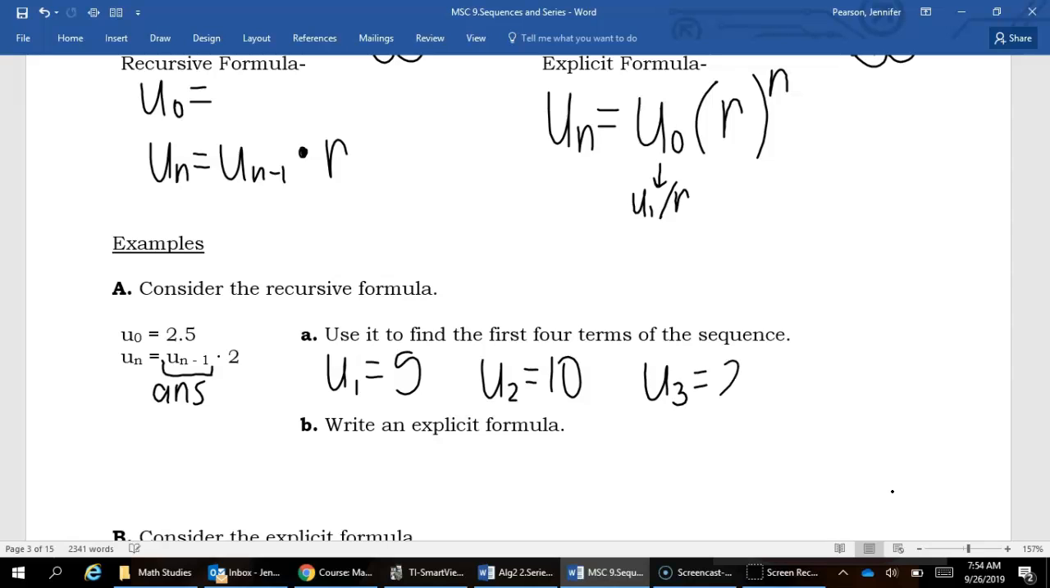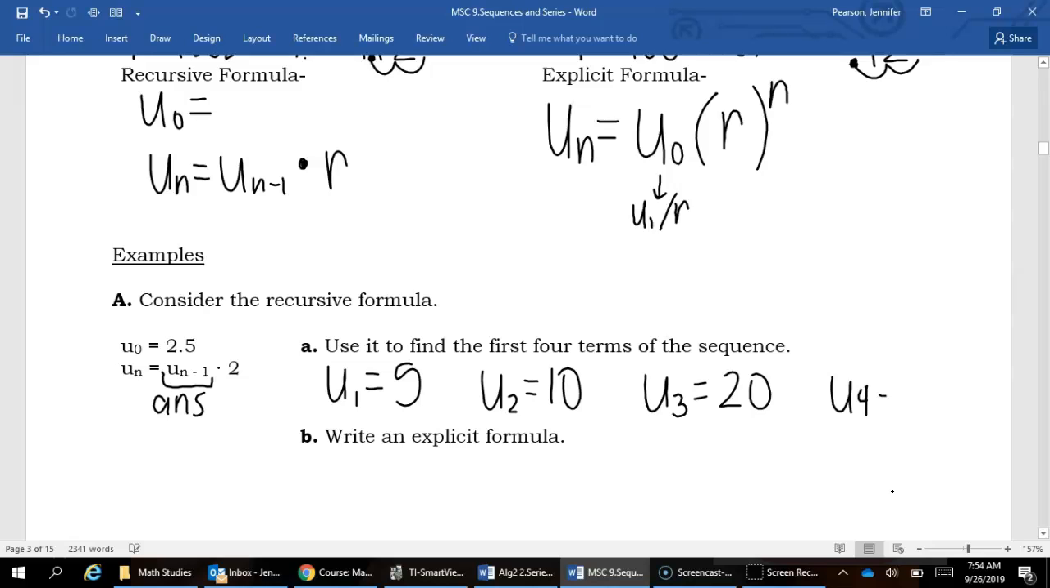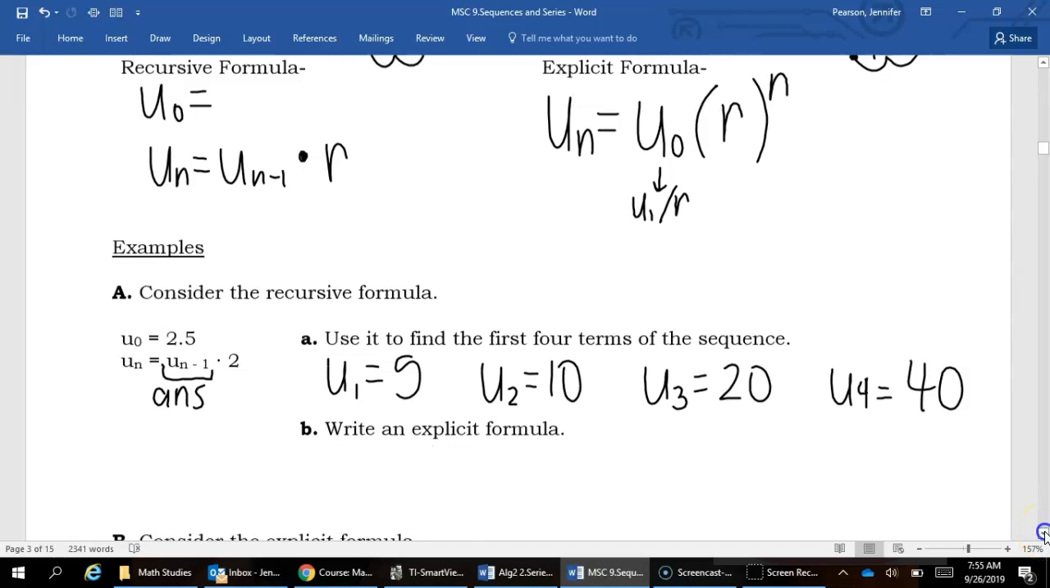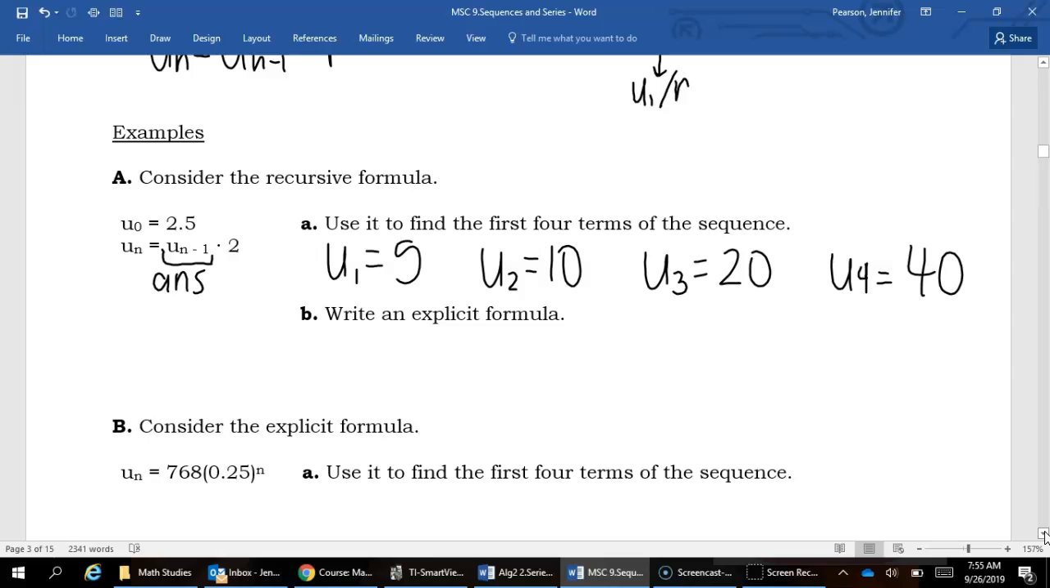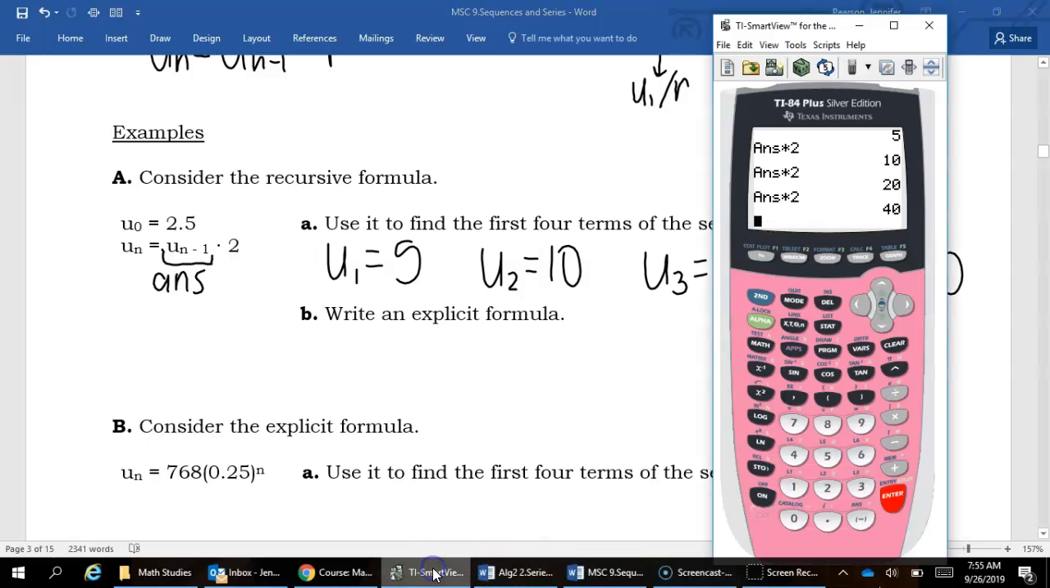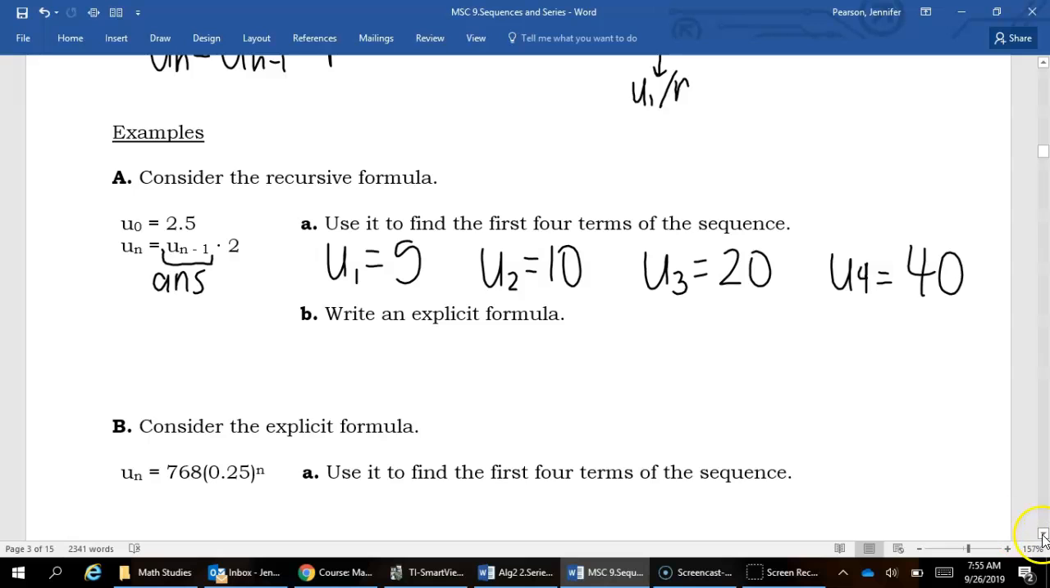U3 is 20. And U4 is 40. Now this specific example, I don't know if we necessarily needed our calculator. We're just doubling. It's not hard to double, but it's a good tool for when we're multiplying by more complicated ratios. I don't think we can generally multiply by 0.72 in our heads. Probably can't multiply by 3.7 in our heads that quickly, but use that tool with the enter, enter, enter style when you get the more complicated ratios.